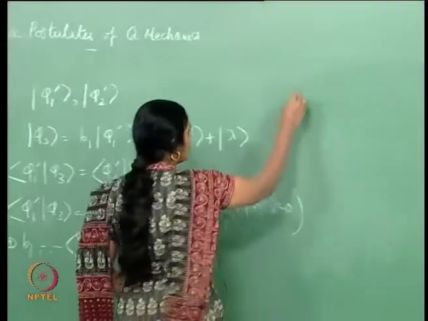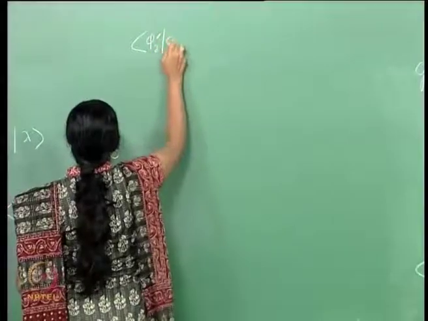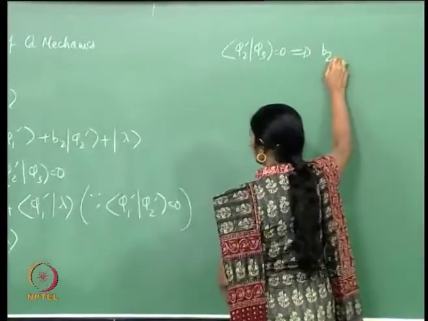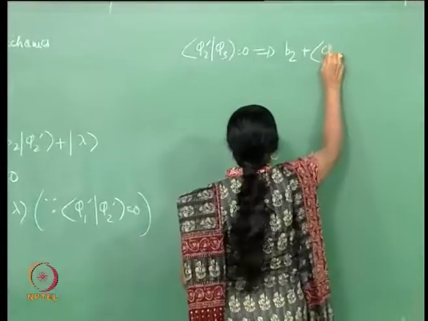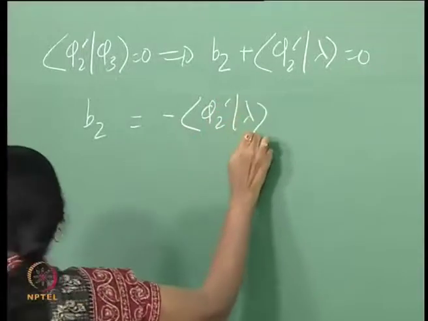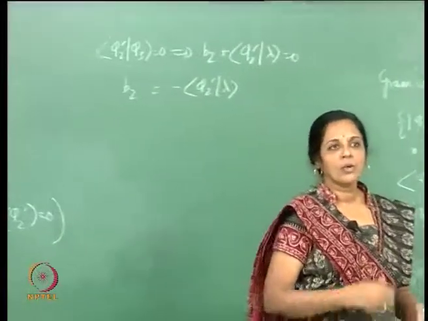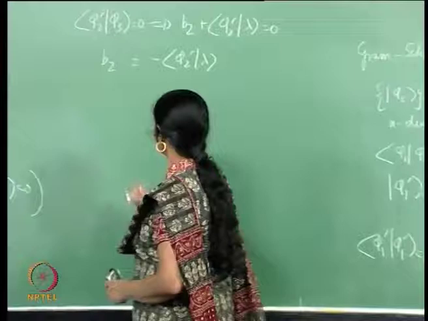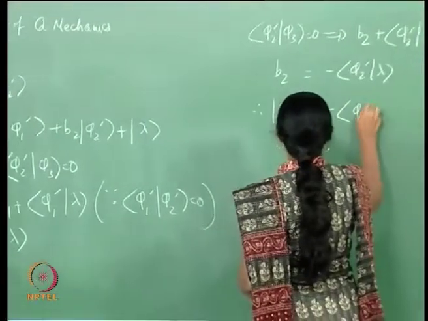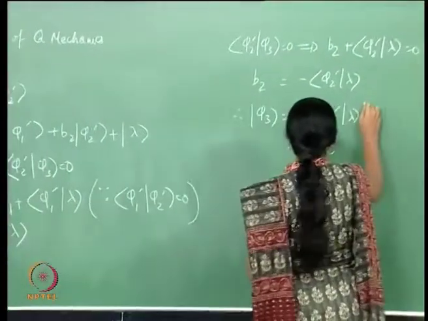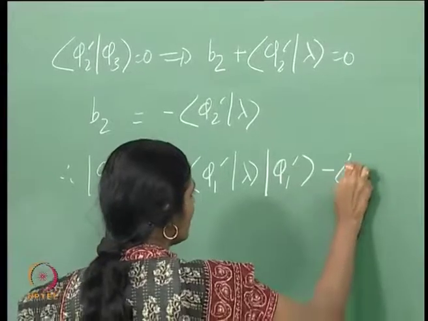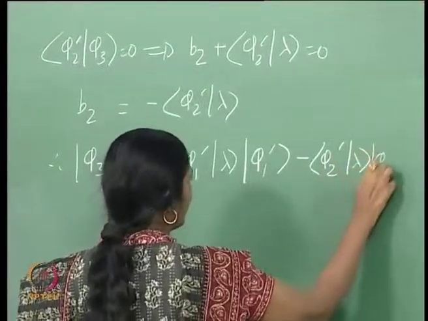Similarly, the fact that phi 2 prime phi 3 is equal to 0 implies from here that b2 plus phi 2 prime lambda is equal to 0, or b2 is equal to minus phi 2 prime lambda. Again, I have used the fact that the inner product of phi 1 prime with phi 2 prime is equal to 0. Therefore, I expand phi 3 as minus phi 1 prime lambda phi 1 prime, this is a ket and this is a number, minus phi 2 prime lambda phi 2 prime plus lambda.